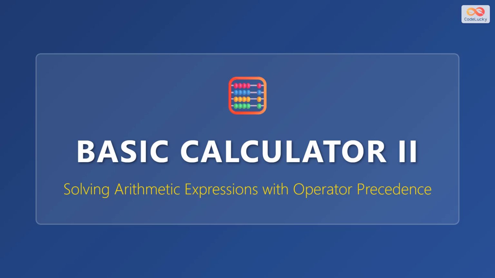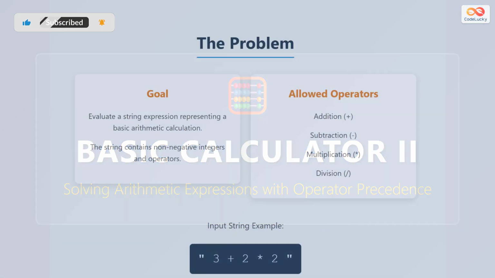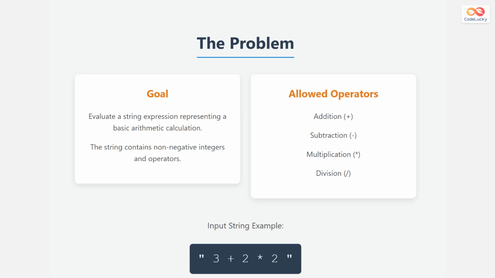Welcome back. Today we are tackling a classic coding problem known as Basic Calculator 2. This problem involves evaluating mathematical expressions that are given as strings. Let's first understand the goal. We are given a string containing non-negative integers and basic arithmetic operators: plus, minus, multiplication, and division. Our task is to calculate the result of this expression. For example, if the input is 3 plus 2 multiplied by 2, we need to return the correct integer result.